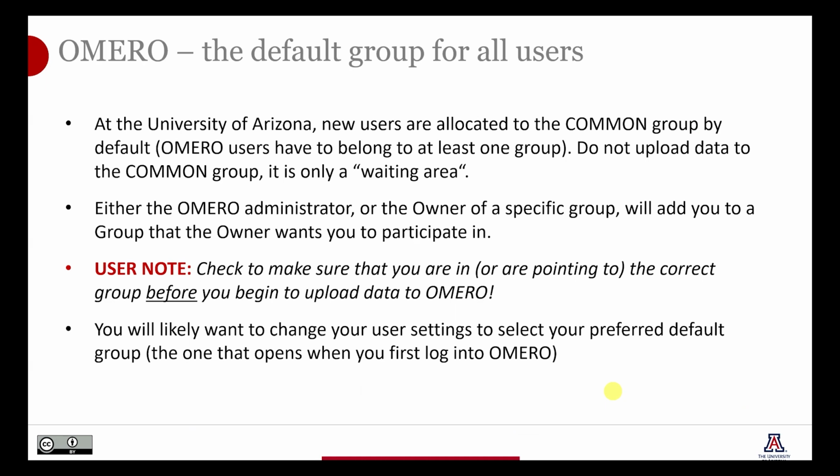Group members will want to make sure that they are correctly pointing to the group that they want the data to go to when they're uploading to OMERO, because as we've mentioned, moving data between groups needs to be done carefully. Better off deleting it and uploading it correctly to the one that you want. You will likely want to change your user settings so that you set your preferred default group, the one that shows up when you first log into OMERO, and I believe we showed that to you last time. One of the issues with uploading data is it might be you have two groups because your lab is looking at lung and liver, and you don't want to put liver images in the lung folder, in the lung project, and so on.